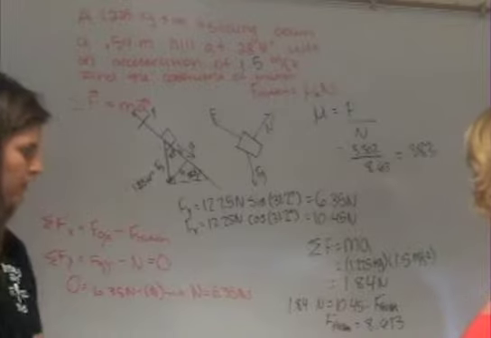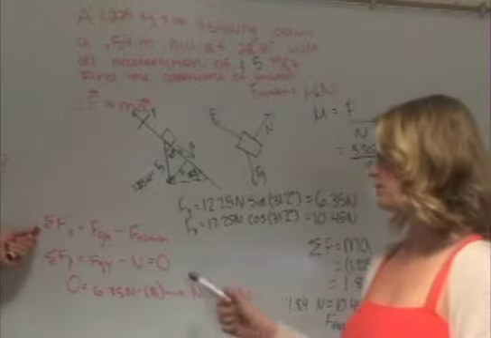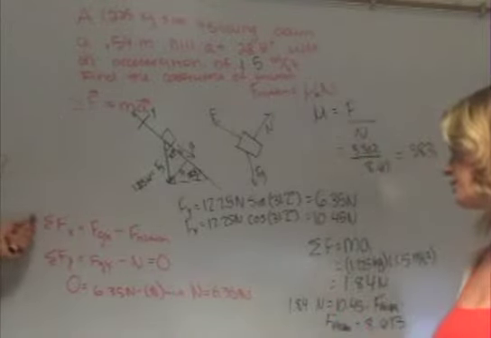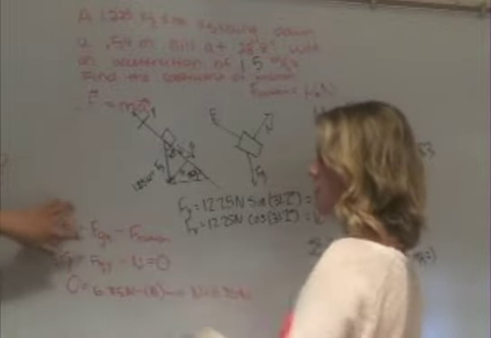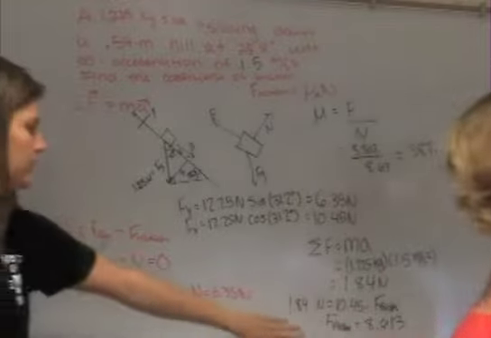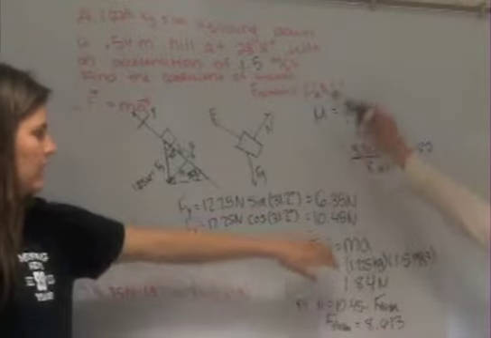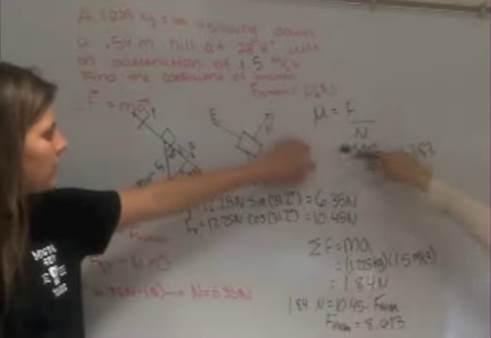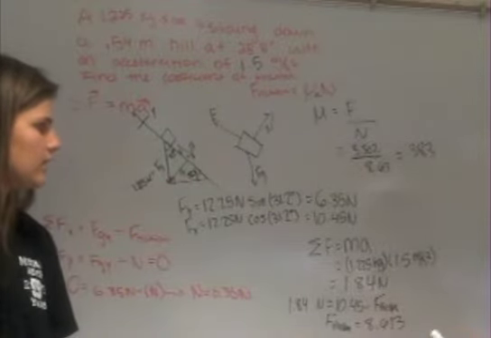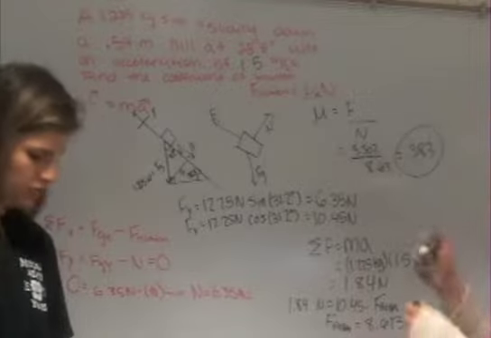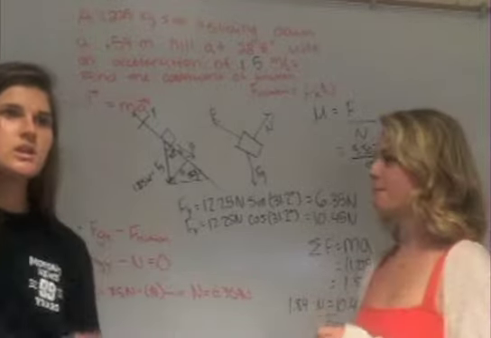And then we set that back over here. We have our equation for what the sum of the forces in the x direction are. So we know the total, we know that, and we know that. So then we were able to solve for friction. And then we're going to just put that right back into our equation to find the coefficient of friction. So we have our force of friction, our normal force, and our final coefficient of friction is 0.383.